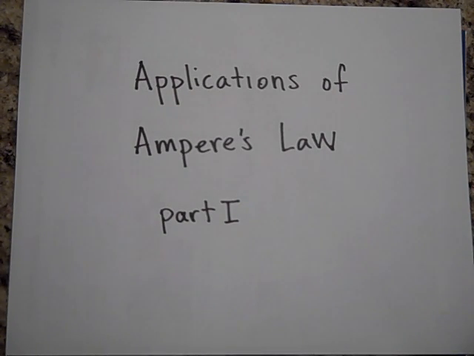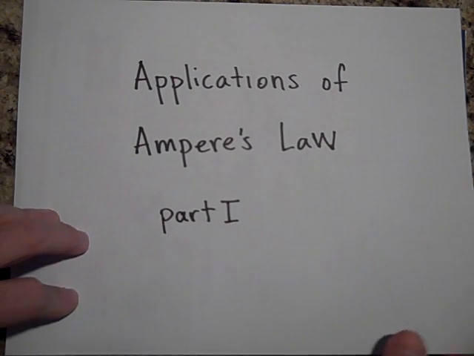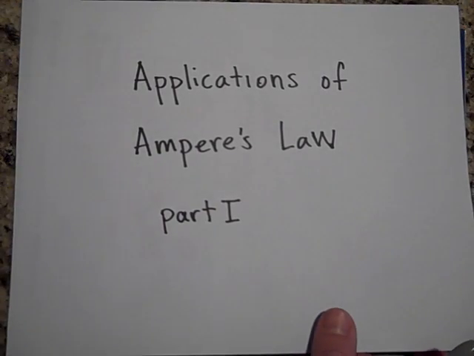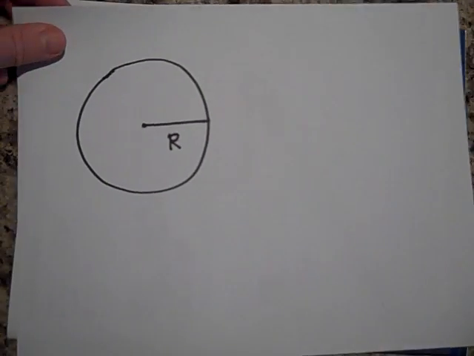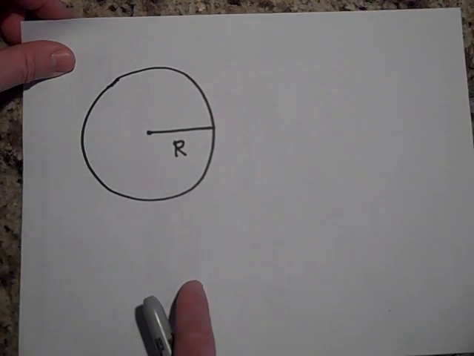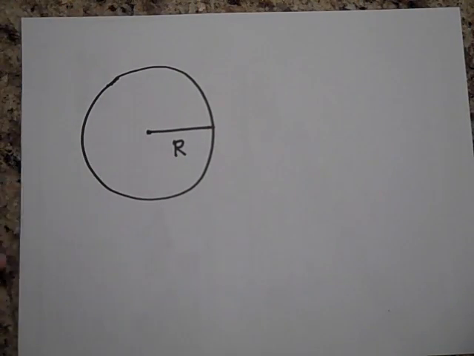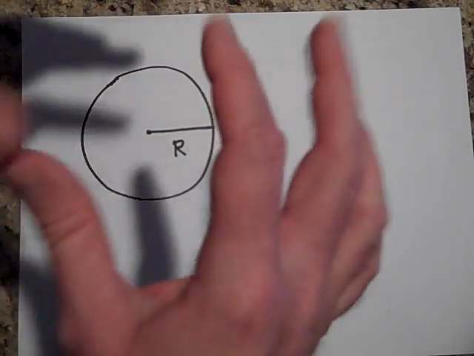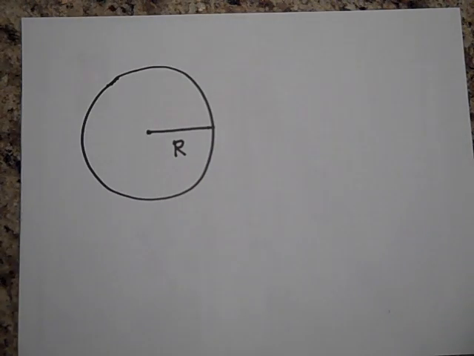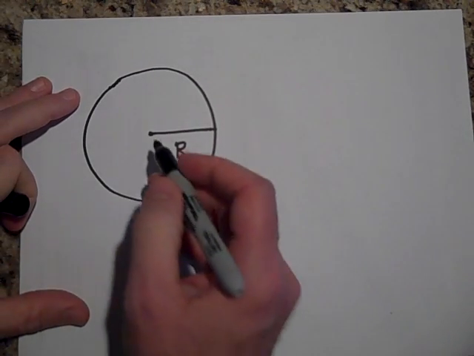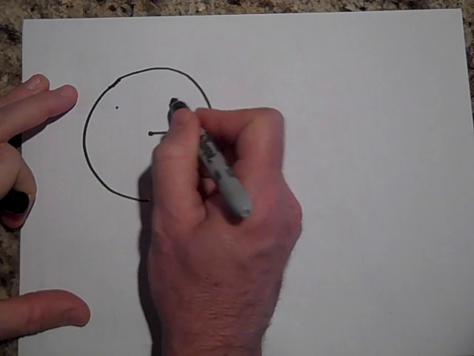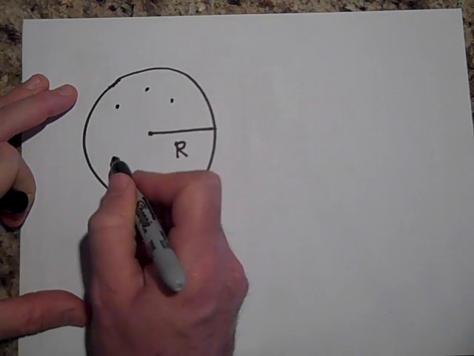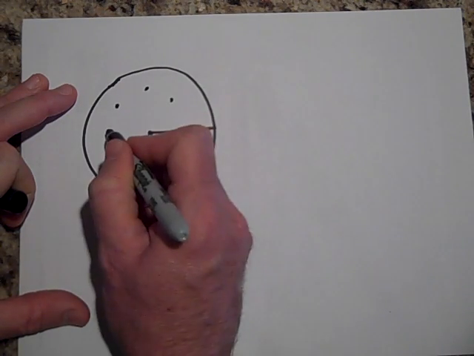Okay, I'd like to give you some applications of Ampere's law. So this is applications of Ampere's law part 1. Let's say we have a circular cross section of wire. Let's say the wire's coming like this out of the paper and into the paper. And let's make some dots here to show this is current. The current is actually coming out like this. And let's say it's uniformly distributed.